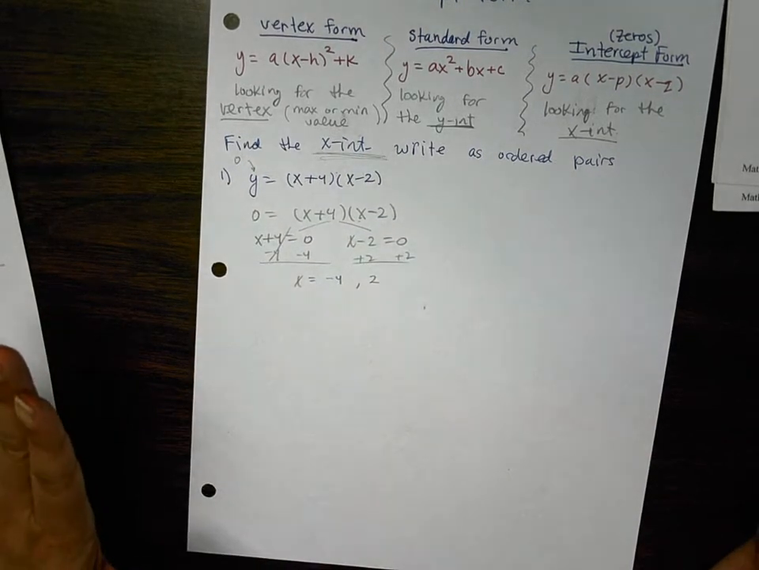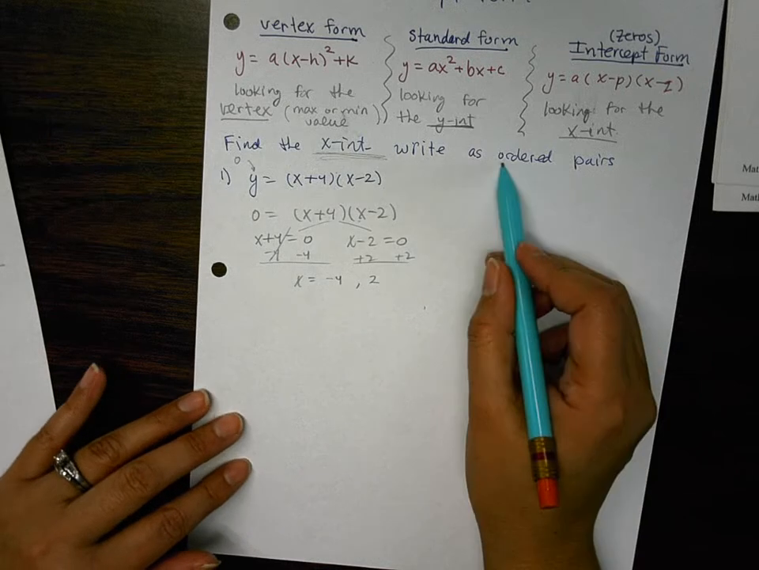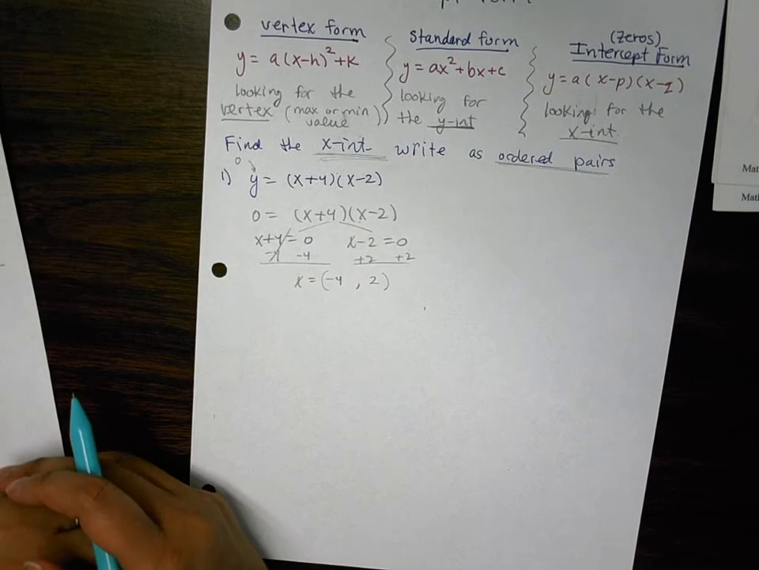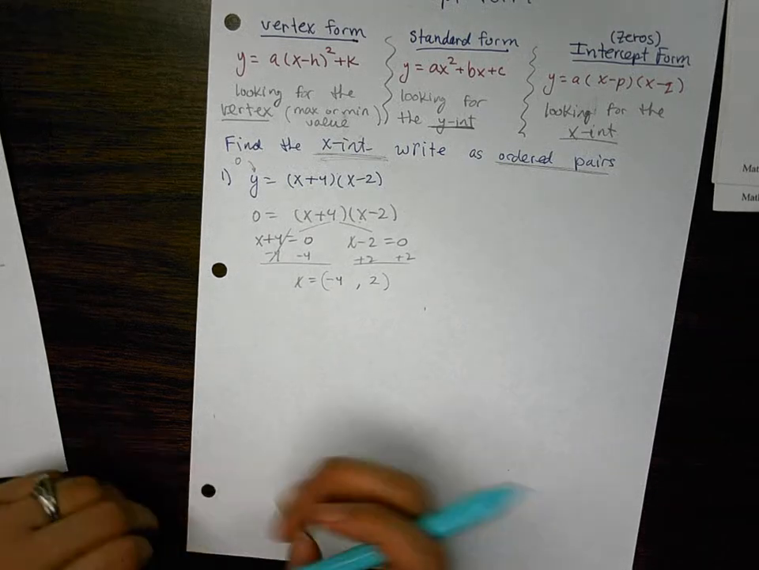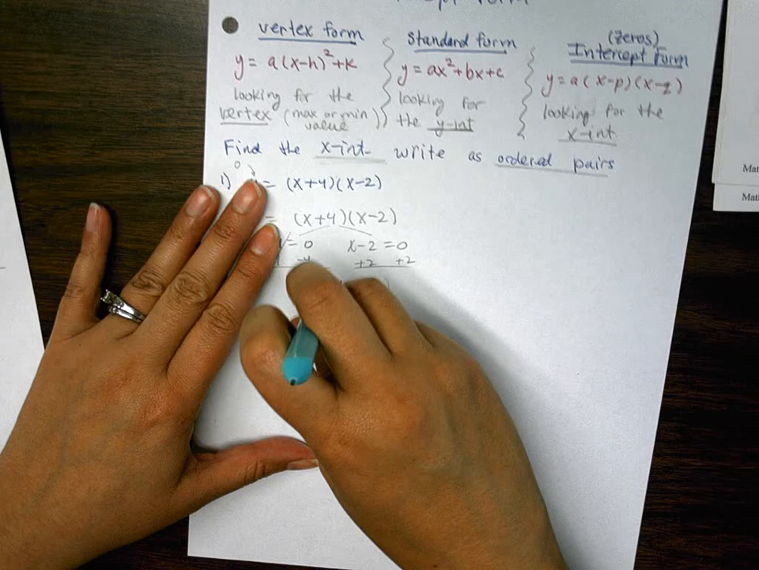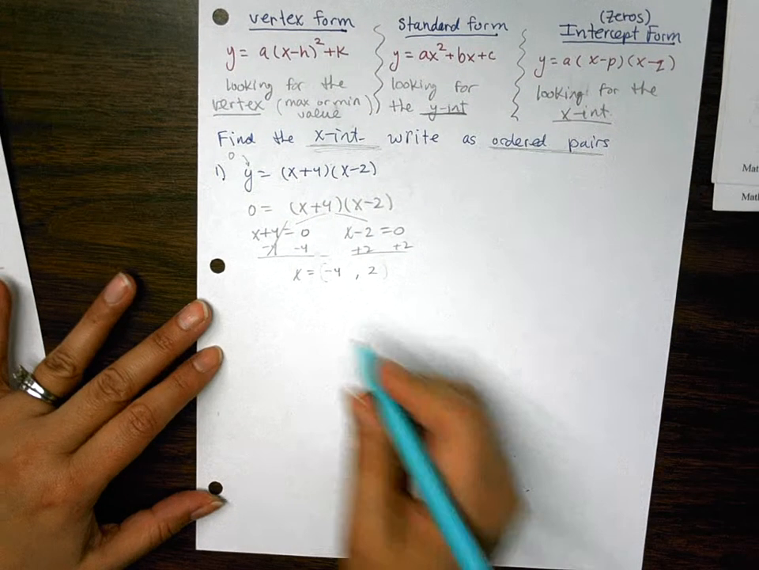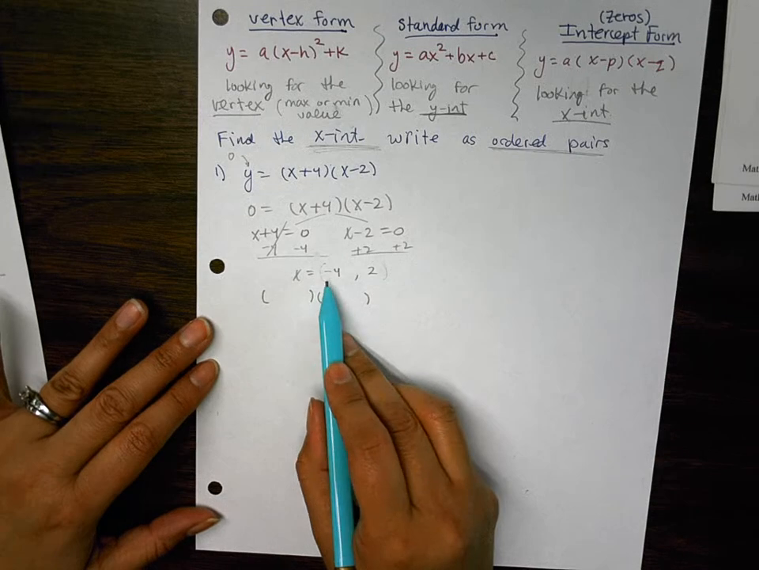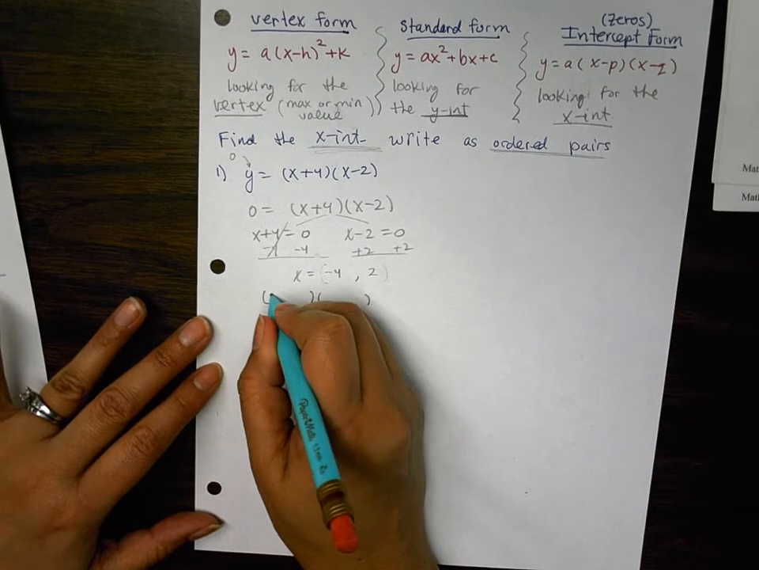Negative 4 and 2. Now that's not how you write your answer. It says write your answer as ordered pairs. So does that mean I just do that and call it good? No, that's not what this means at all. When you put parentheses like that, you're telling me to go left 4 and up 2, and that's not what this means. These are two individual x-intercepts.